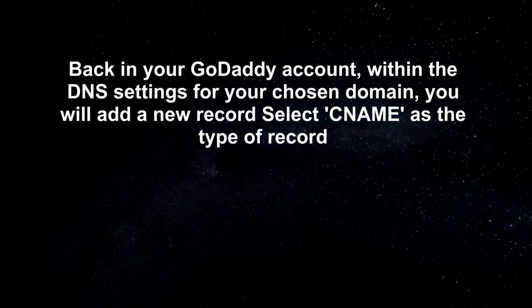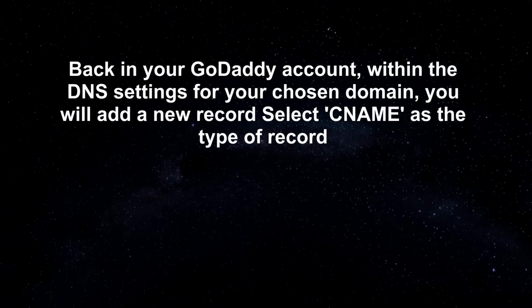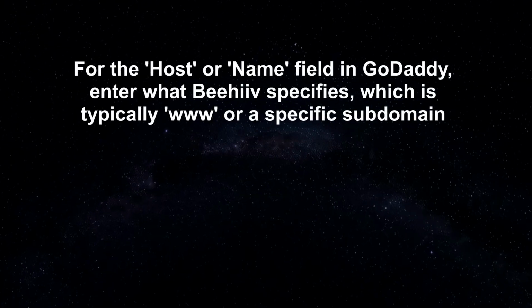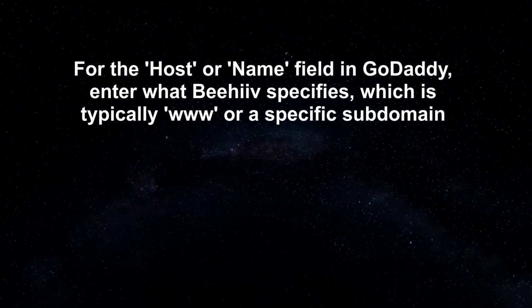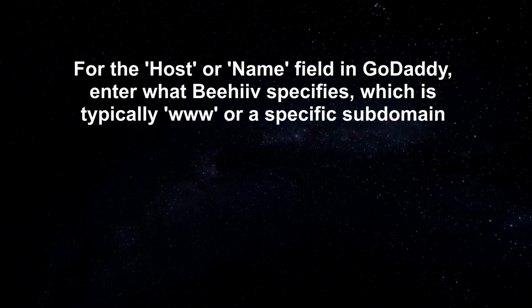Back in your GoDaddy account, within the DNS settings for your chosen domain, you will add a new record. Select CNAME as the type of record. For the host or name field in GoDaddy, enter what Beehiiv specifies, which is typically www or a specific subdomain.